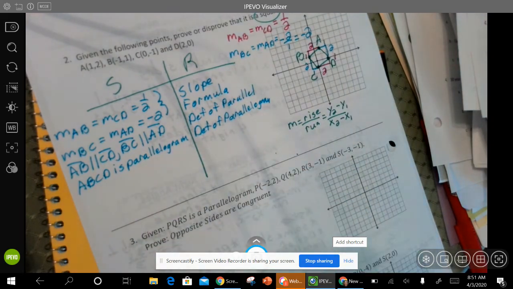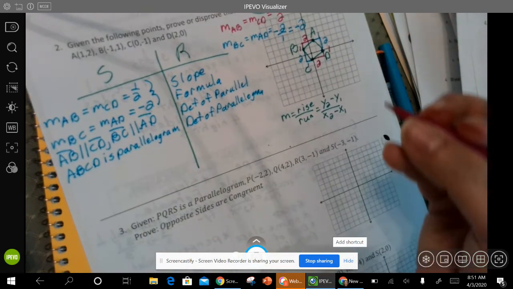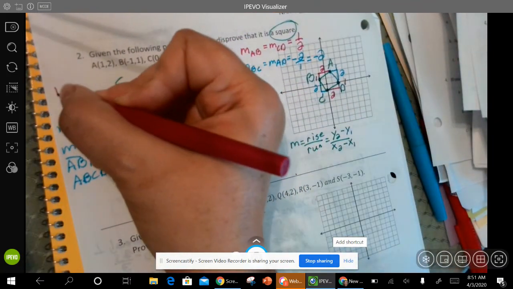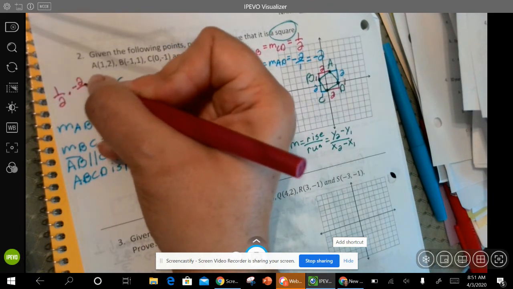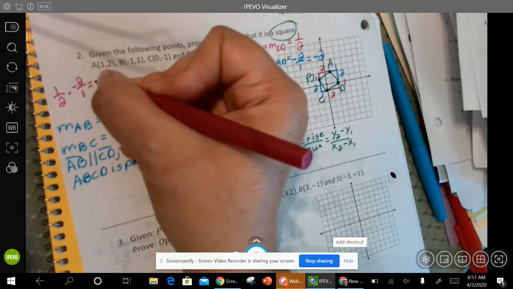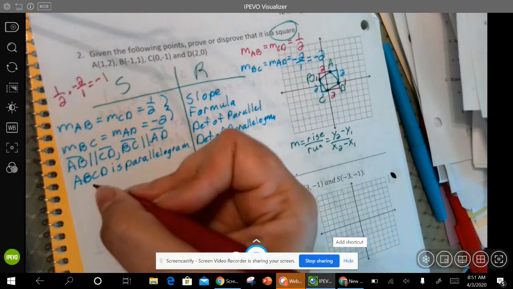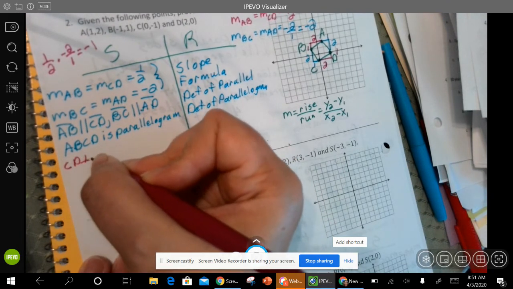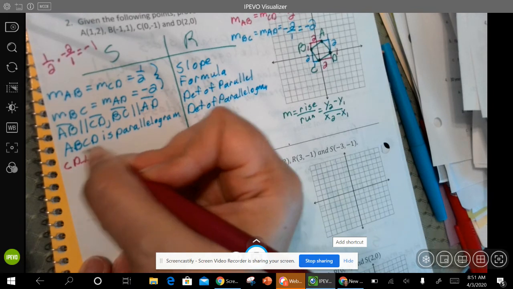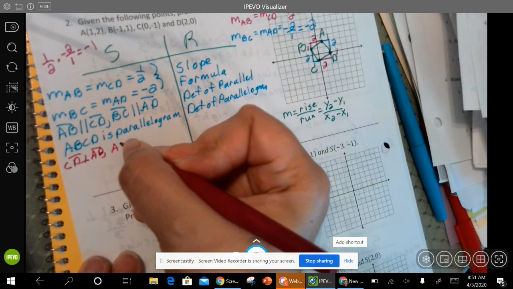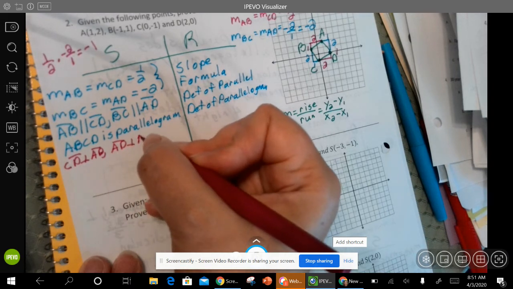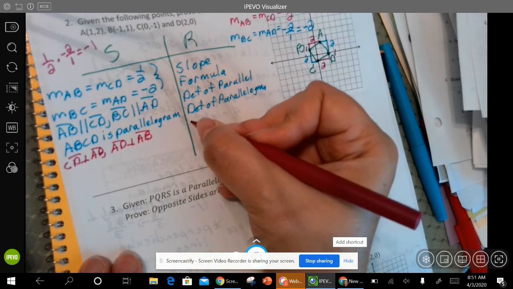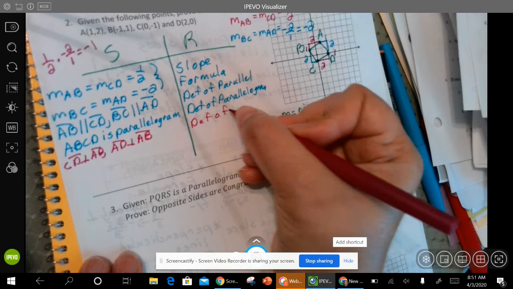Okay, so with the slopes, what I know is 1/2 times -2 does equal -1. Okay, so that means that they're perpendicular. So that means that all these are perpendicular. So CD is perpendicular to AD, and AD is perpendicular to AB. Okay, so definition of perpendicular.